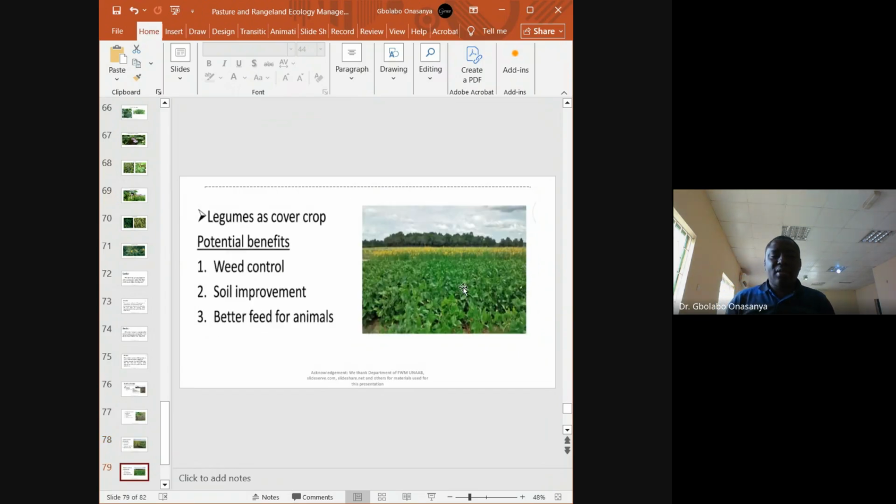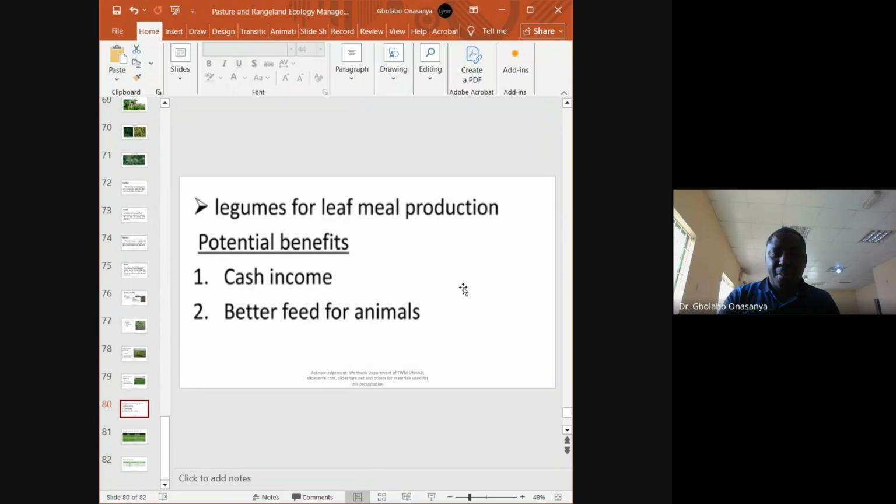Legumes cover for weed control, they improve soil structure, they improve soil texture, and they provide feed for animals. Legumes can also be grown for meal production. You can sell them for income, and they provide better feed for animals.